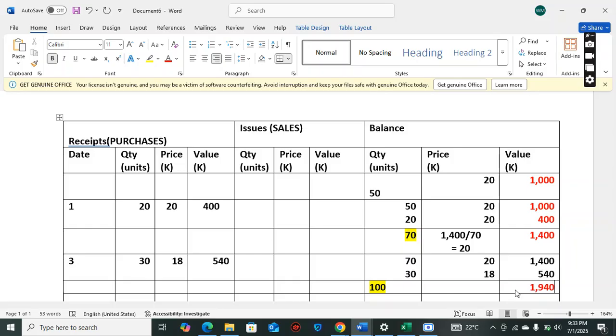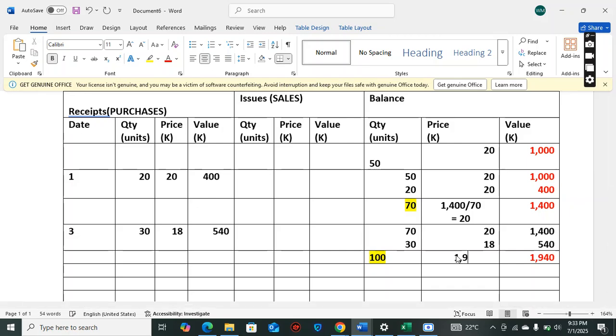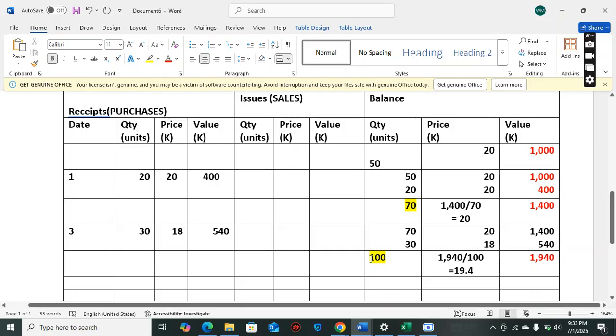Okay, so we tabulate our average cost. You're going to say the total cost 1,940 divided by 100 units. That's going to give us 19.4. Any questions?